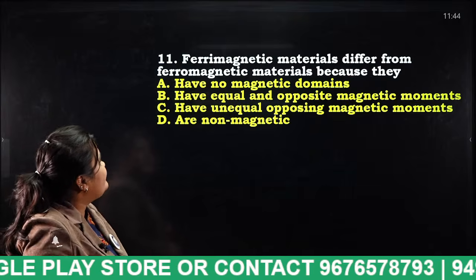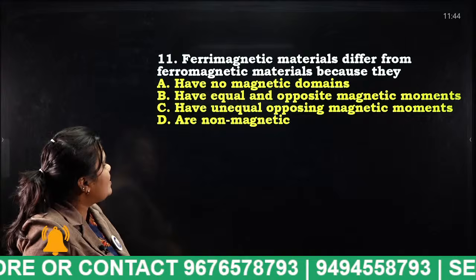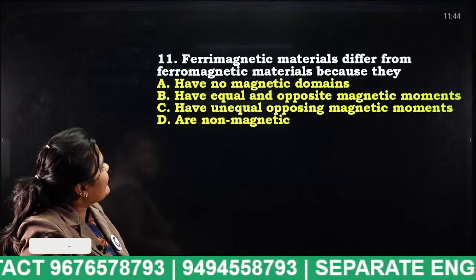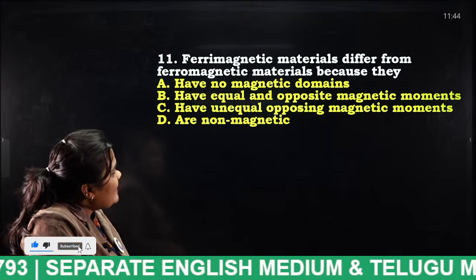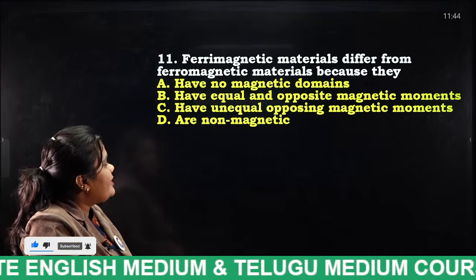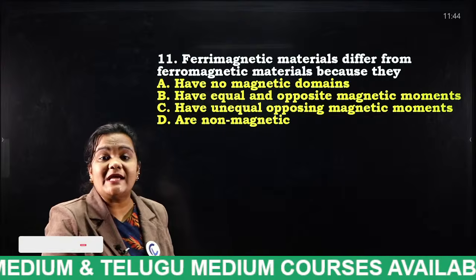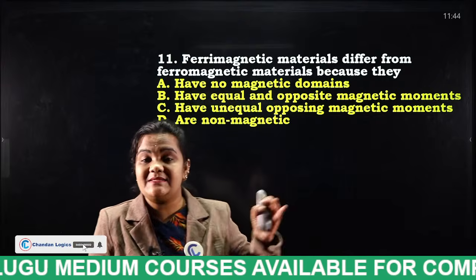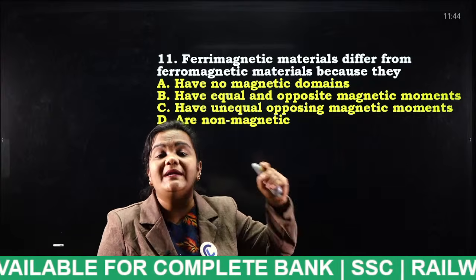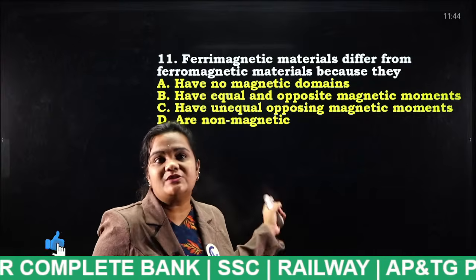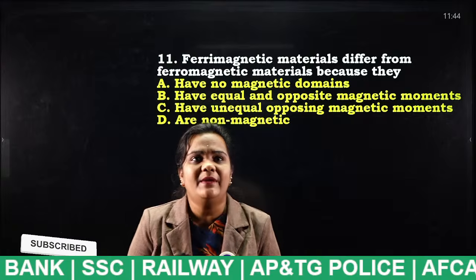Ferrimagnetic materials differ from ferromagnetic materials because they have no magnetic domains, have equal and opposite magnetic moments, have unequal opposing magnetic moments, or non-magnetism. I have already explained ferromagnetism and ferrimagnetism. Both are the same, but the only difference is... So you have to mention the answer in the comment section. Tell me.